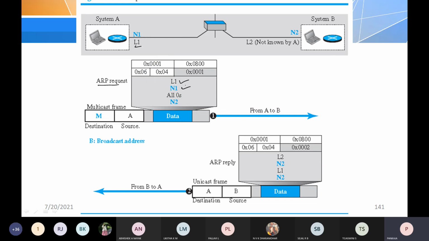The same thing is represented, and here it does not note the MAC or physical address of the destination. So that's why this field is represented with all zeros. Then the destination logical address, that is N2. Okay, so just be clear, L1, L2 indicate the link layer address, N1 and N2 indicate the network layer address, that is the IP address. So now this packet is sent as an ARP request.